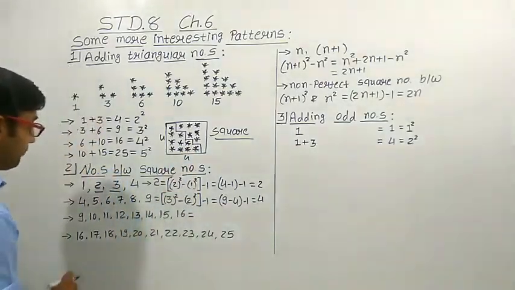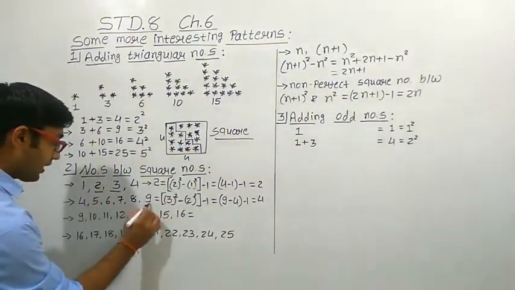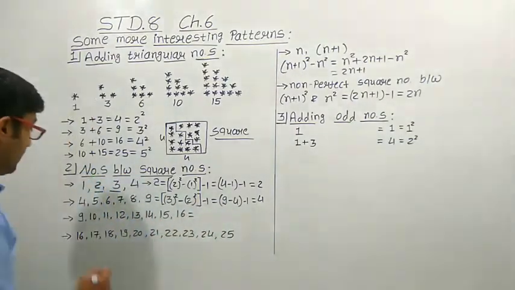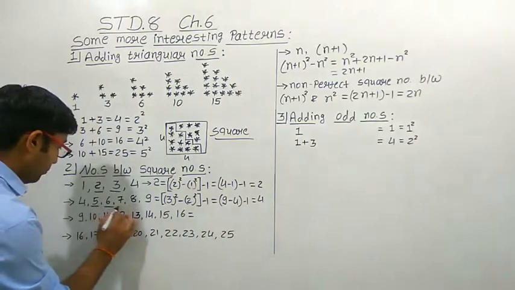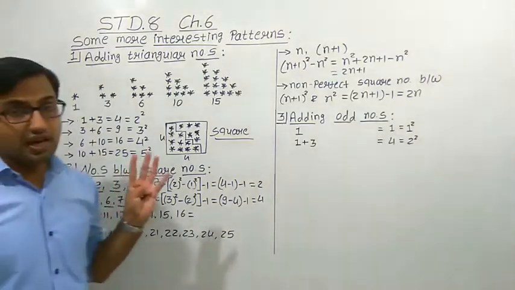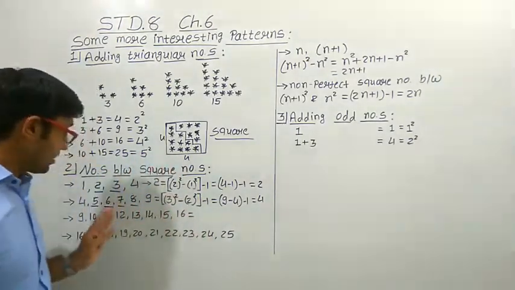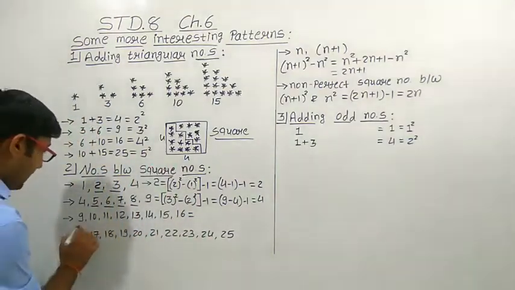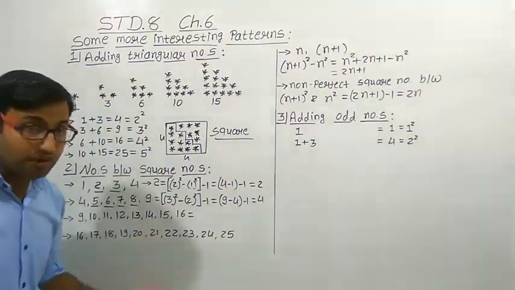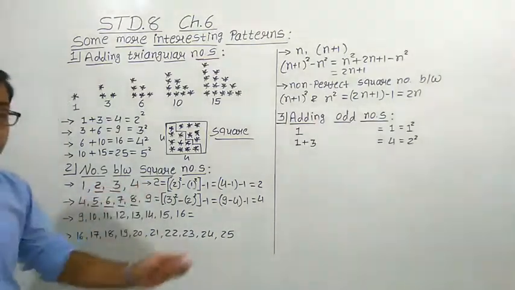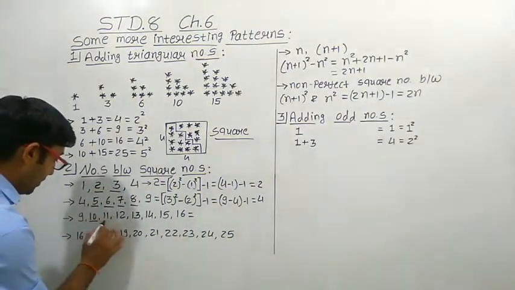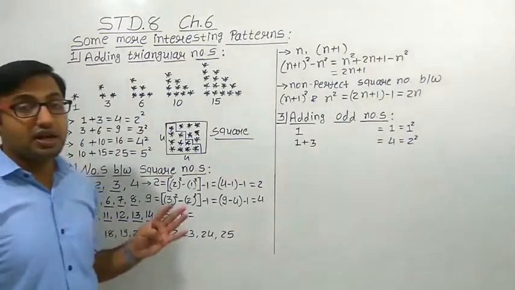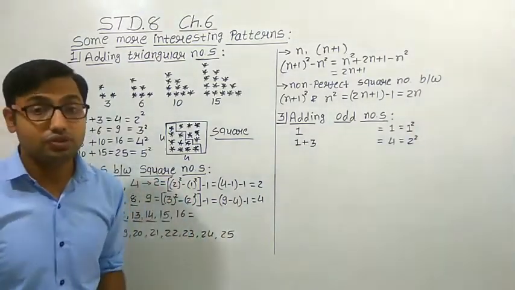In the same way, 4 and 9 are perfect square numbers. But in between 4 and 9, how many numbers? 1, 2, 3 and 4. Four numbers are not perfect square numbers. In the same way, 9 and 16 are perfect square numbers. But in between 9 and 16, how many numbers do we get? 1, 2, 3, 4, 5 and 6. The 6 numbers are not perfect square numbers.